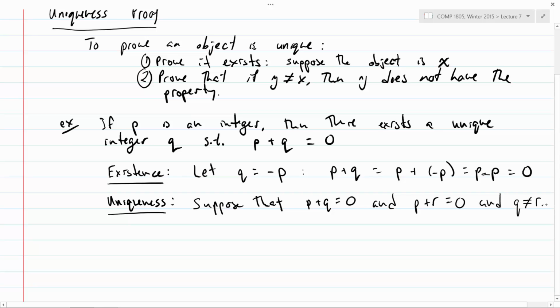Right? So if there really were two solutions to this equation, it would be these two, q and r, and they would be different, right? Because that's what it means to have two solutions. All right, so let's see what happens as a consequence of that.